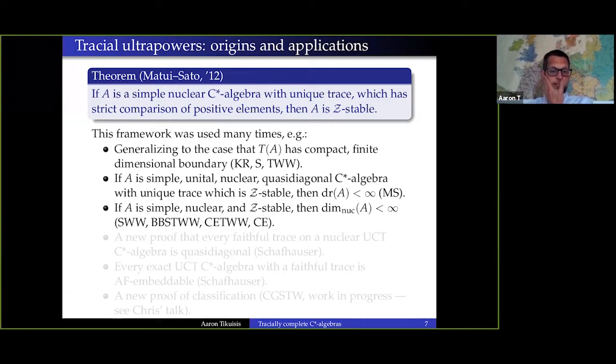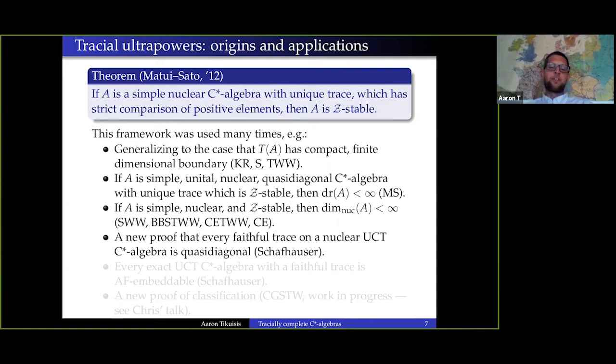And then there are some other things, some things by Chris Schafhauser. He did a new proof that every faithful trace on a nuclear C-star algebra is quasi-diagonal. So some quasi-diagonality theorem. And I have to say it's a very nice proof, and it does use in different ways this framework: you use properties of the tracial ultrapower, and then you use more information to get properties of the norm ultrapower.